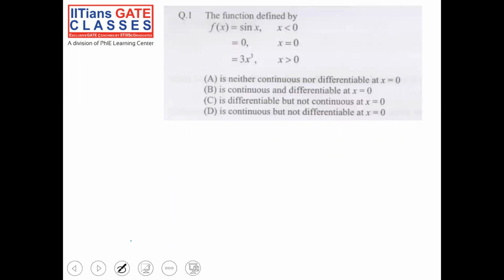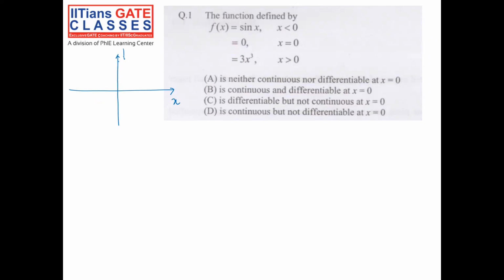Coming towards the first question, here they have given f of x, which is sine of x when x is less than 0. The value of the function is 0 when x is equal to 0, and the value of the function is 3x cubed when x is greater than 0. So if you roughly want to draw it, it will look something like this.